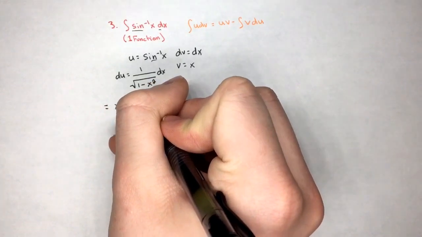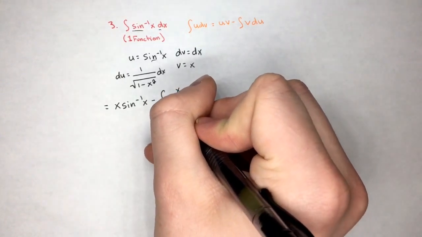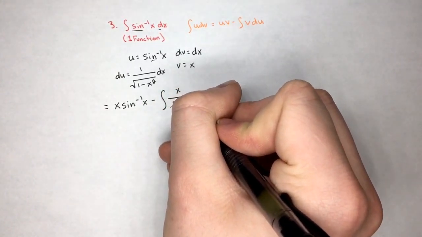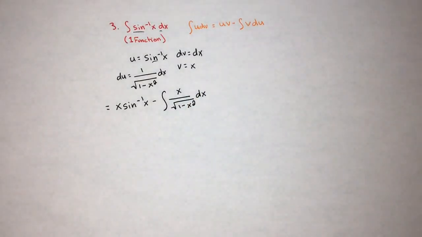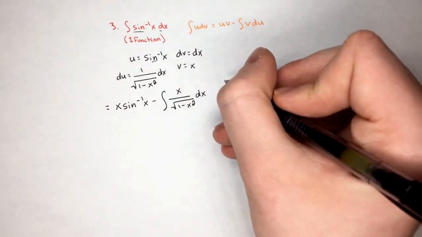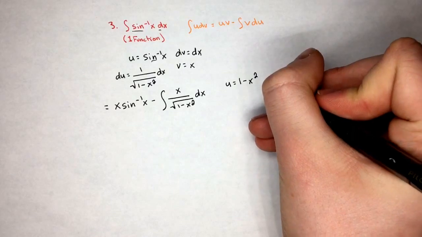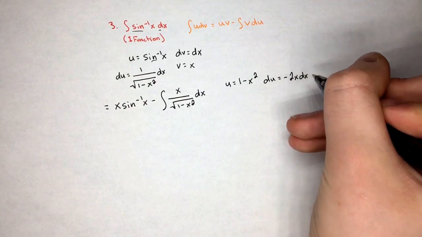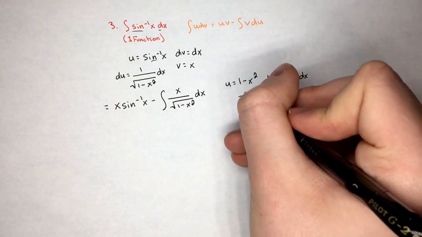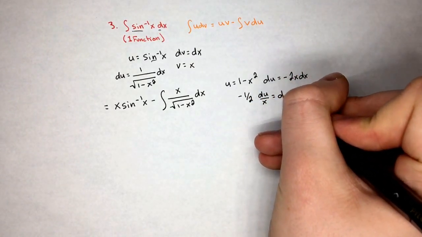x arcsine of x minus the integral of x over the square root of 1 minus x squared dx. And so now what you'll notice is that we're going to have to use u substitution to evaluate that integral. So we'll set u equal to 1 minus x squared. So du is equal to negative 2x dx. Solving for dx, we get negative 1/2 du over x is equal to dx.